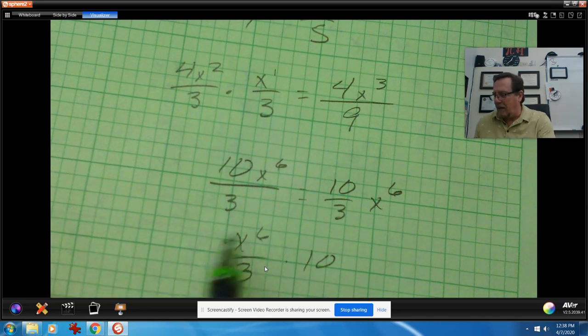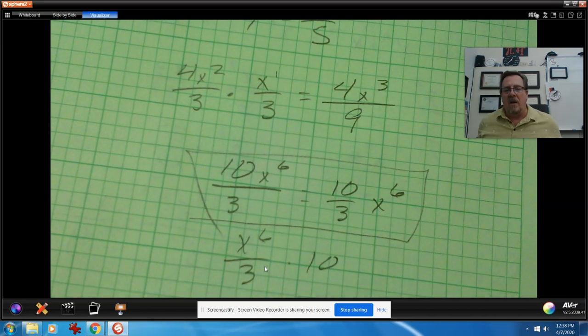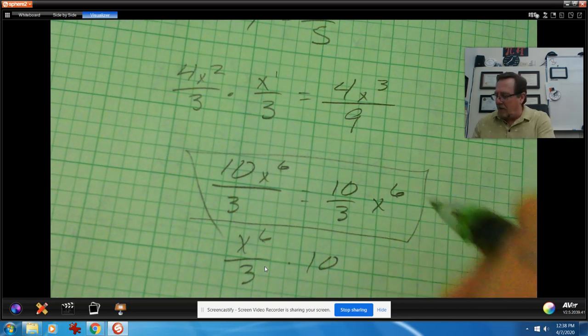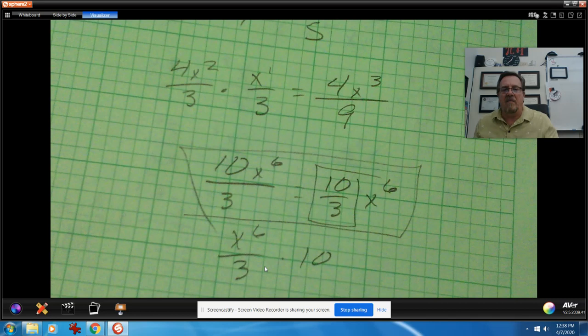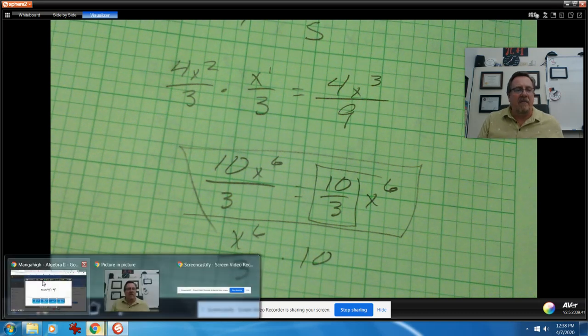But typically, goofy mathematicians will write the variable off to the side so that they have what's called a coefficient in front of it. Some people like to do that. So 10 thirds would be your coefficient in this case. But it's the same thing as 10x to the 6th over 3. So let's pick that one.